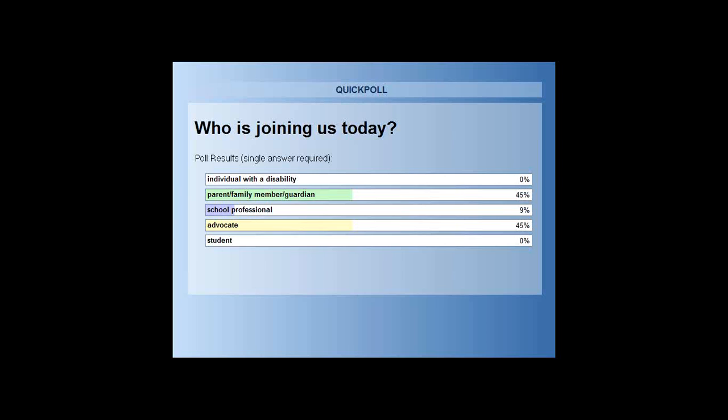Okay, so we have nearly half of our audience are parents, family members, or guardians, 45%, 9% school professionals, and 45% advocates. And I had a chat back that there was a Medicaid service coordinator in the audience, so we have a range of different constituents represented. So let me hide those.